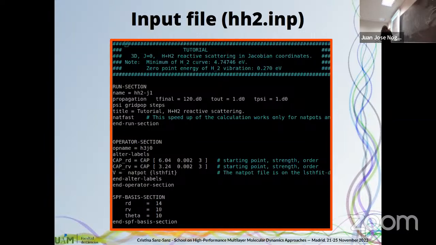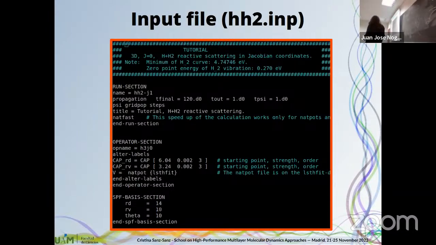So then, the first part of the input file is again the run section. In there you will say what you want to do, because there are many things that you can do with this program. So you give the name of the output directory that you want. I don't want you to put H2 and J1, but anyway, just give a name to the directory that it will create when you run, okay? The one that you prepare.